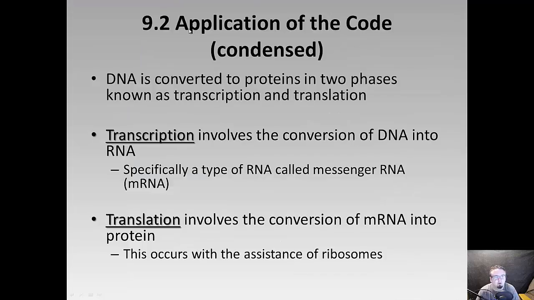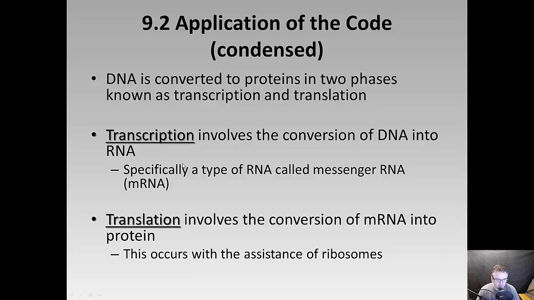Okay, so in this next part, we're going to take a look at what's called applications of the code, and this is condensed. So we're looking at just a brief part of what's in the text. Applications is in reference to how, at least in a big part, DNA actually works in a cell, what it's actually doing. We'll go back to the central dogma in a second, but there are really two key parts of how DNA works, and they're called transcription and translation. Transcription and translation.